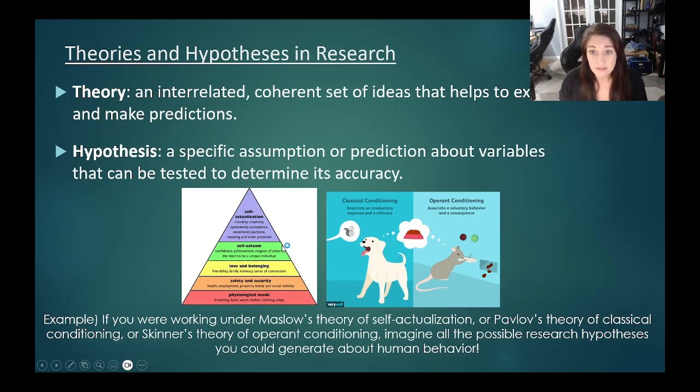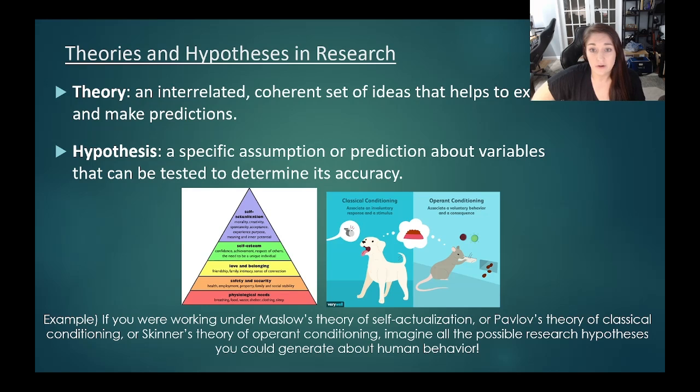So I like to include this slide here because most of you should be familiar with these very, very well-known psychological theories. One is Maslow's hierarchy, theory of self-actualization, and then classical and operant conditioning in behaviorism. Of course, Pavlov, classical conditioning, Skinner, operant conditioning. You don't need to know these for this class, but you should be familiar with them at this point in your academic career in psychology.